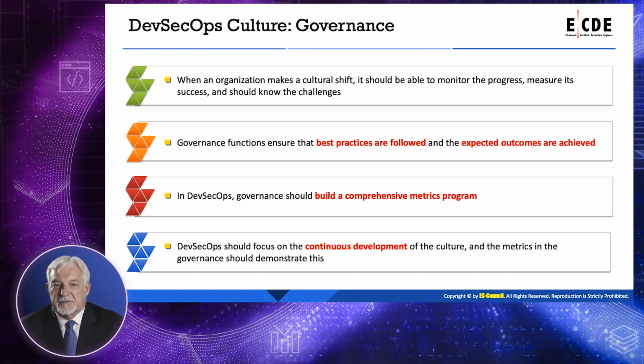Now let's talk about governance within the DevSecOps culture. When an organization makes a cultural shift, it should be able to monitor the progress, measure its success, and know the challenges that it's facing as it does this. Governance functions ensure that best practices are followed and the expected outcomes are achieved. In DevSecOps, governance should build a comprehensive metrics program. DevSecOps should focus on the continuous development of the culture, and the metrics in the governance should demonstrate that you've hit this cycle within your organization.